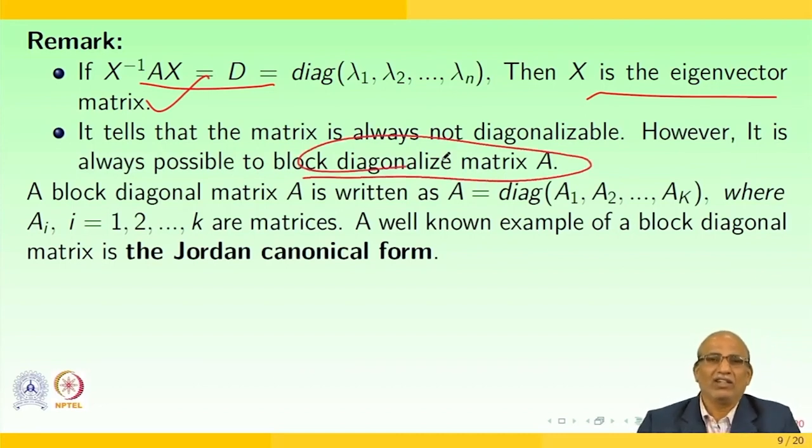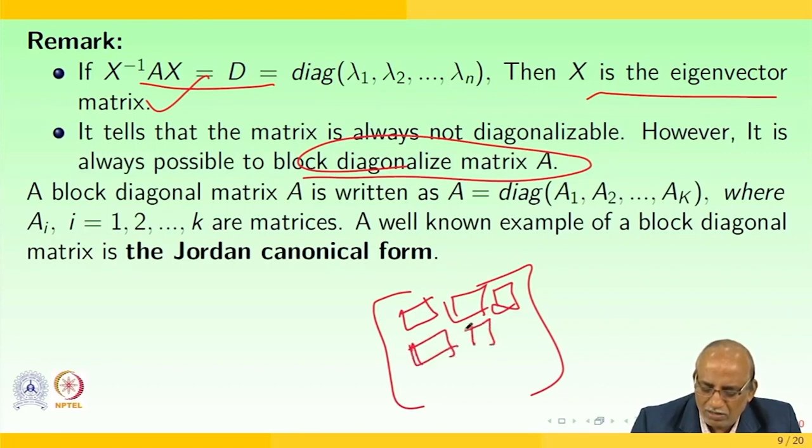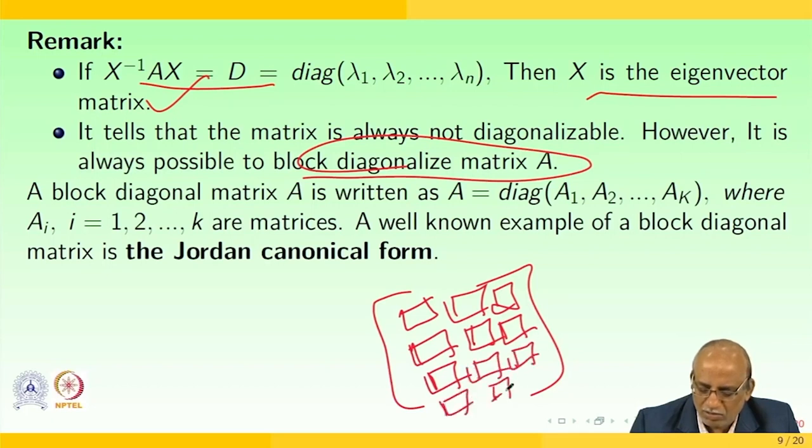So, what it tells us is that the matrix is not always diagonalizable. However, it is always possible to have a block diagonalized matrix. That means you can have a block, another block, and so on. This is what is called a block diagonal matrix.